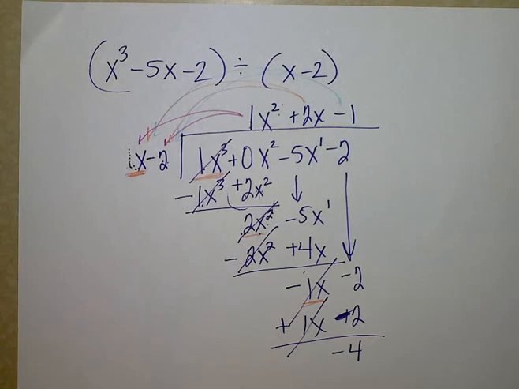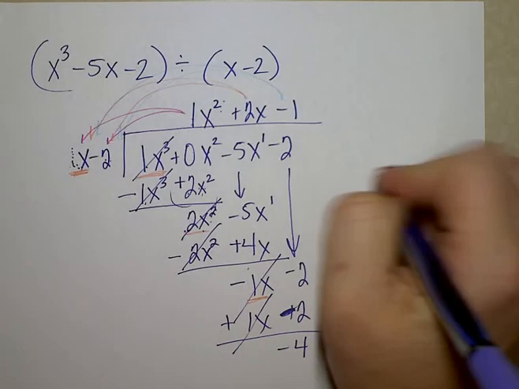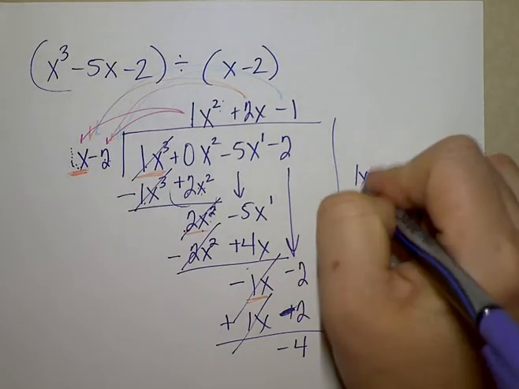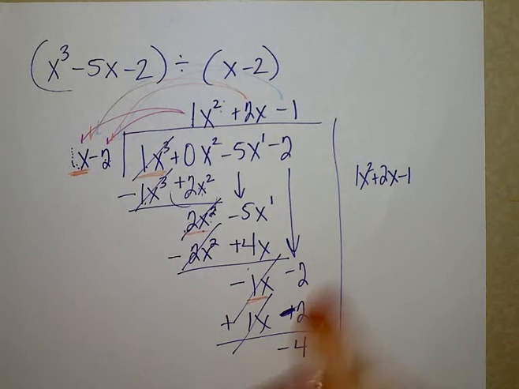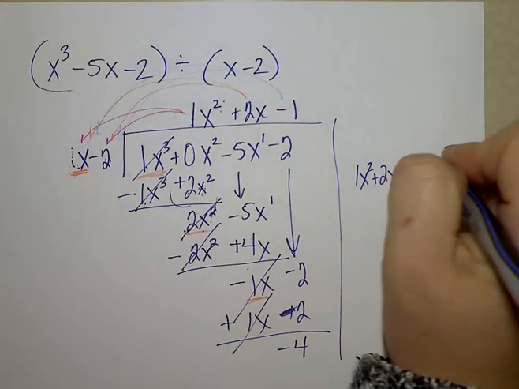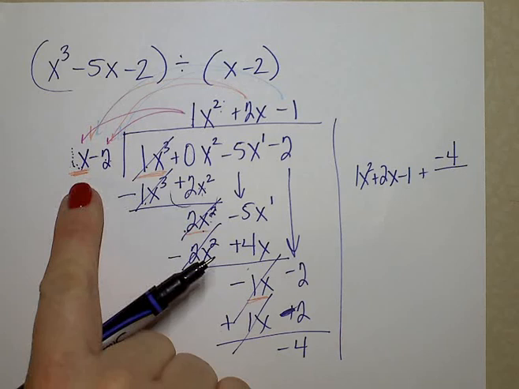So what is your final answer? For this problem, it would be 1x squared plus 2x minus 1, plus a remainder of negative 4 over x minus 2.